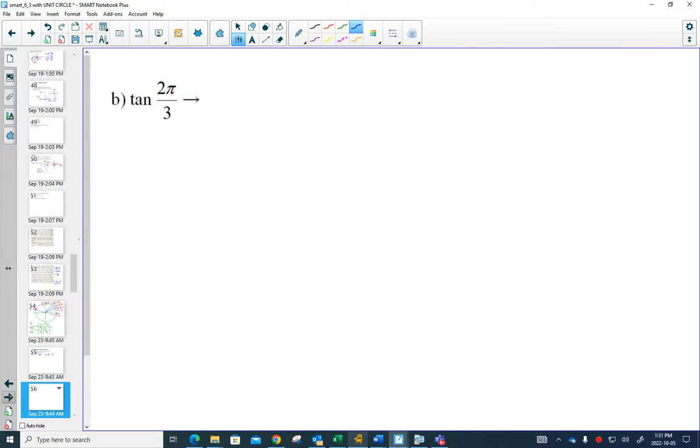Pi over 3 family for tan. I know that it's going to equal √3. And because it's in quadrant 2 and tan is negative in quadrant 2, I know it has to equal negative root 3.